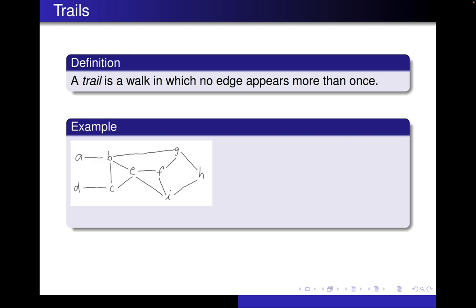So here's our graph. Here's an example of a trail, and just looking at the vertices of the trail, you can see that B appears twice, the second one and the fifth one, and the E appears twice as well. That is going to be the fourth one and the last one.